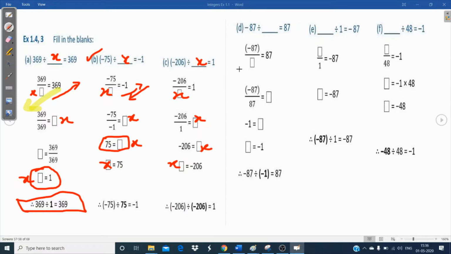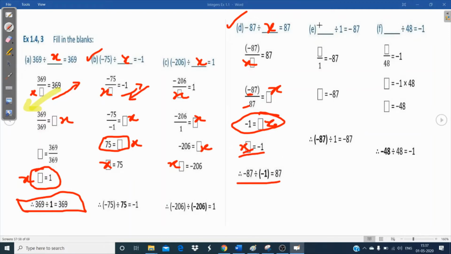1. Now in D part, again take this unknown integer as x. So minus 87 divided by x. Now again you will do the cross multiplication. X will come here in the numerator and 87 will come here in the denominator. So 87 will get reduced and you will get what? Minus 1. That will be the value of x. So what you are getting? x equal to minus 1.